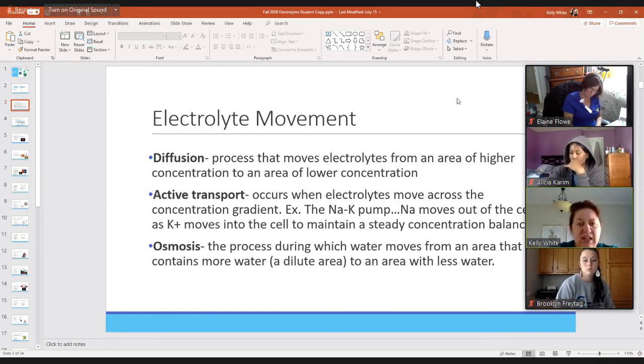Okay. Then active transport, this just occurs when electrolytes move against the concentration gradient. So it's basically moving in the opposite direction. Your sodium potassium pump is an example of this. Your sodium moves out of the cell as your potassium moves into the cell to help maintain a concentration balance. Okay. Then we have osmosis, the process during which the water moves from an area that contains more water to an area with less water. And that's just kind of review. That's not on the test.